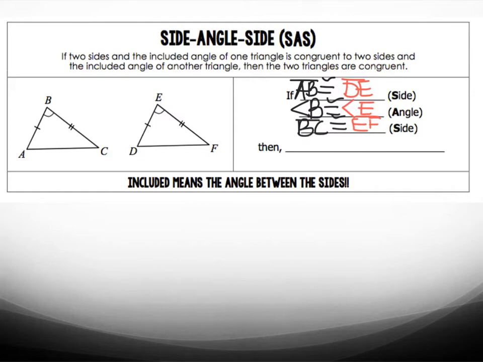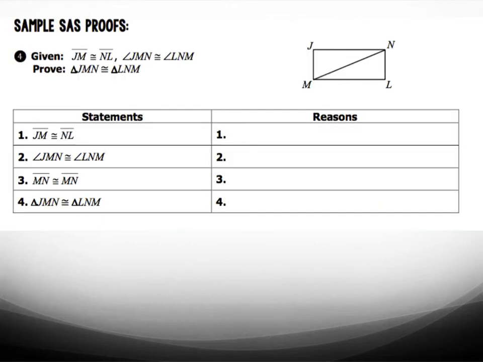So if we have that information, can we show the triangles are congruent? Yes, we can. Triangle ABC is congruent to triangle DEF. Before we move from this slide, I just need you to know that the angle must be between the sides. Okay, so here we go. We're going to prove these triangles are congruent. What's the first thing we want to do? Absolutely, we want to mark our parts.